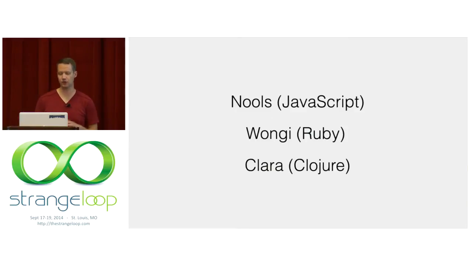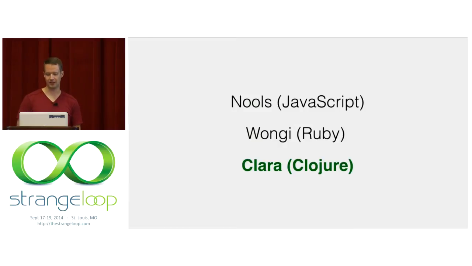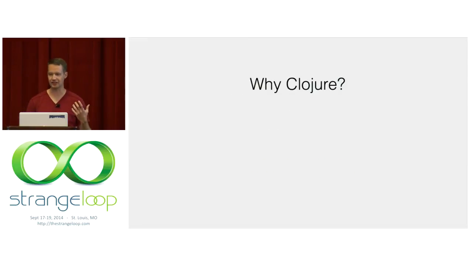And there's actually a few systems out there that follow a pattern that's similar to this to varying degrees. So Nools is a nice JavaScript version. It uses some pre-processing logic. There's Wongi in Ruby. The one we're going to focus on is Clara, a Clojure implementation of this pattern. It's open source. It's out on GitHub. And I'll have a link at the end of this talk. And I think that Clojure is actually perhaps uniquely best positioned to tackle this sort of problem.